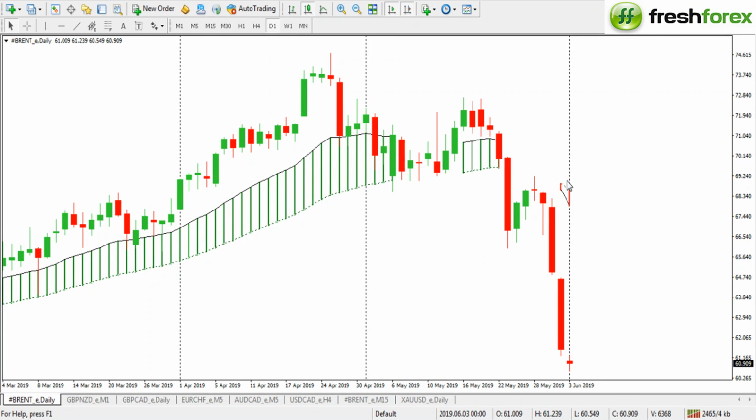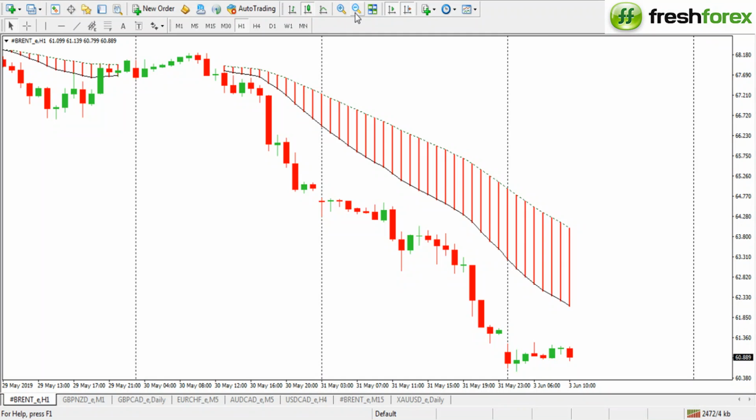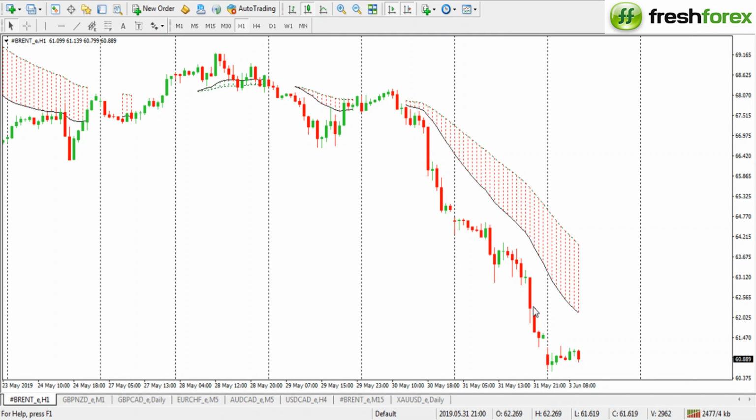Daily, we are also beginning our move to the lower side. Then 4 hours, we are also beginning our move to the lower side. Then 1 hour, we are downwards actively. So what this means is on Brent oil, you are supposed to be looking for a sell. Expect price to keep moving to the lower side. Look for more sell positions. Wait for retracements upwards.